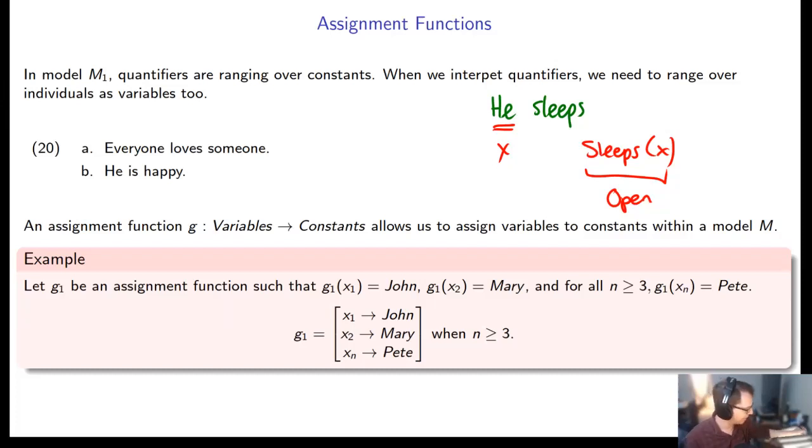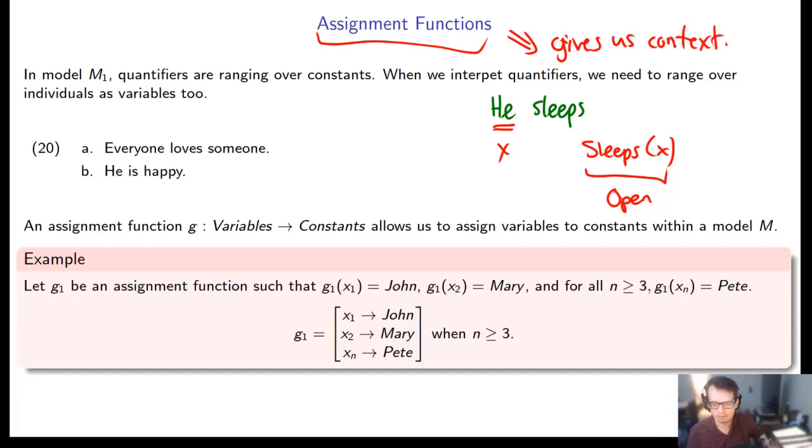And what an assignment function does is it gives us context. It just gives us context in a way that's very mathematical. So it defines what our variables are. That way, if we get to the end of a translation and our variables haven't been bound, or haven't been replaced by constants, then we know who our variables are in the real world.